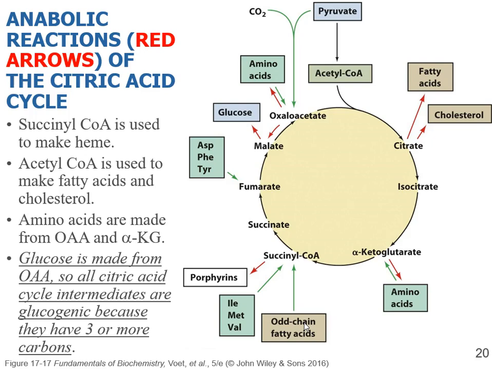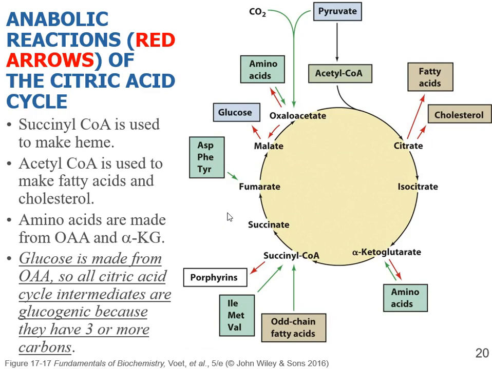So these are the anabolic reactions, and they're shown in red arrows. So we can use succinyl-CoA to make porphyrins, which is a precursor for making heme. Acetyl-CoA, we'll find that out in the next chapter, is used to make fatty acids and cholesterol. When we get to the amino acid chapter, we'll find that we can make some conversions very easily between alpha-ketoglutarate and certain amino acids and between OAA and certain amino acids. So we can siphon off some of the intermediates that way.